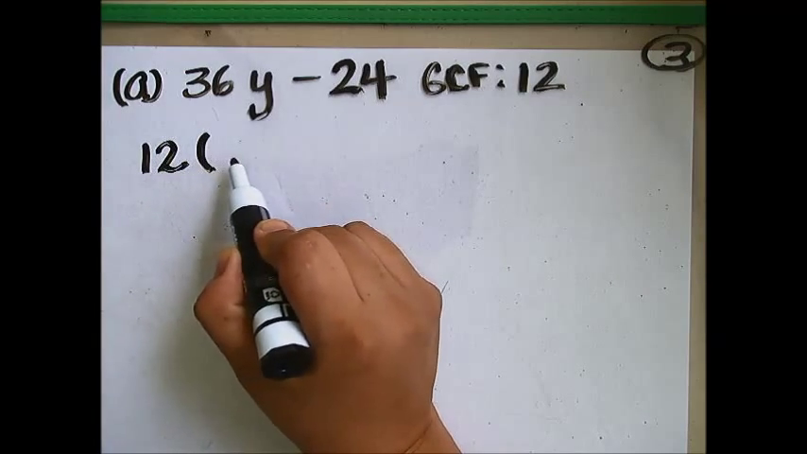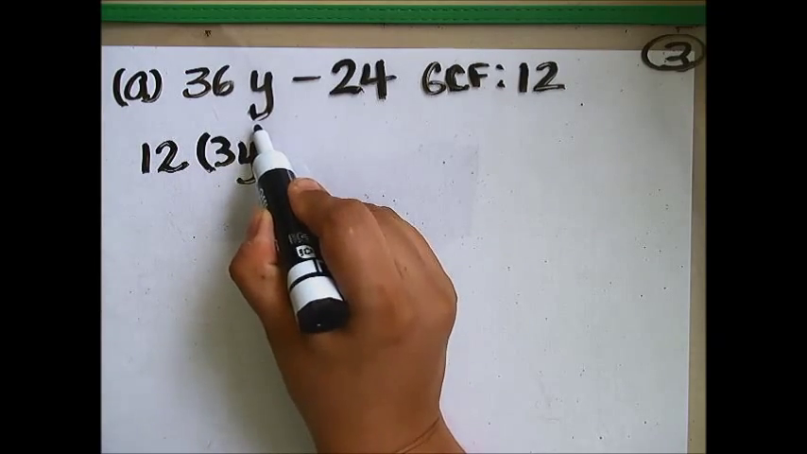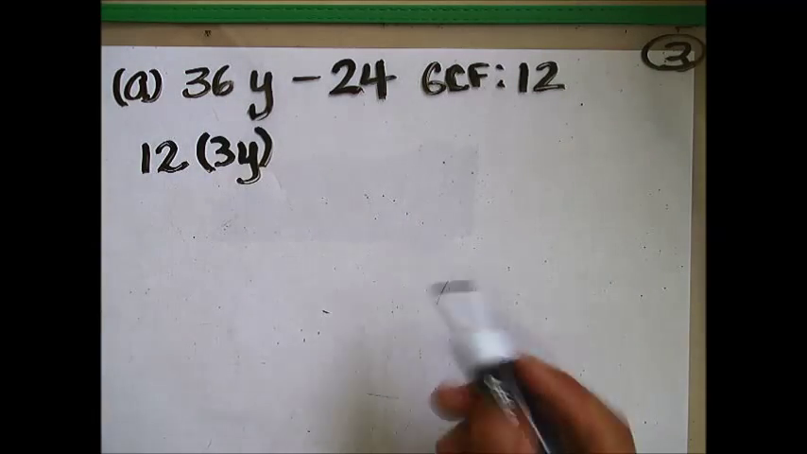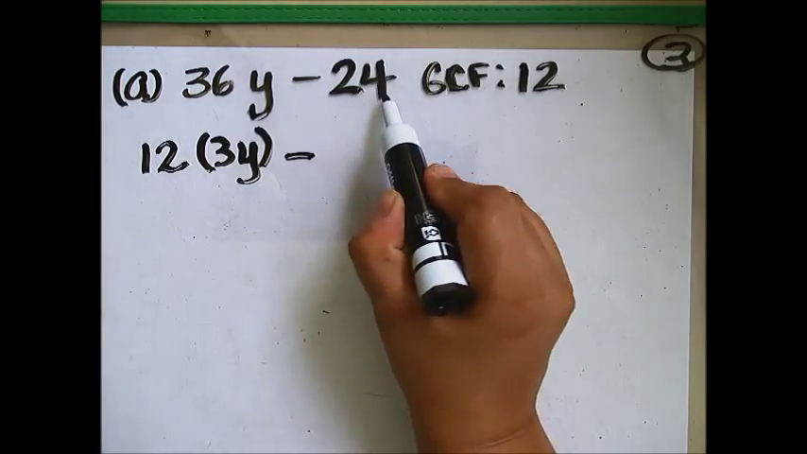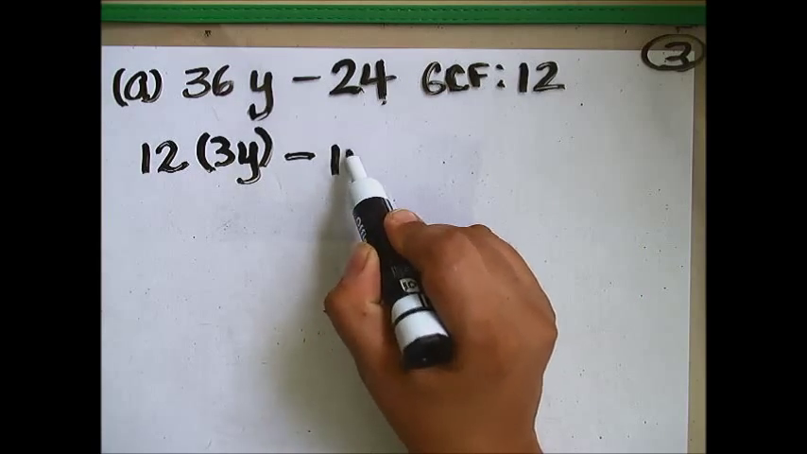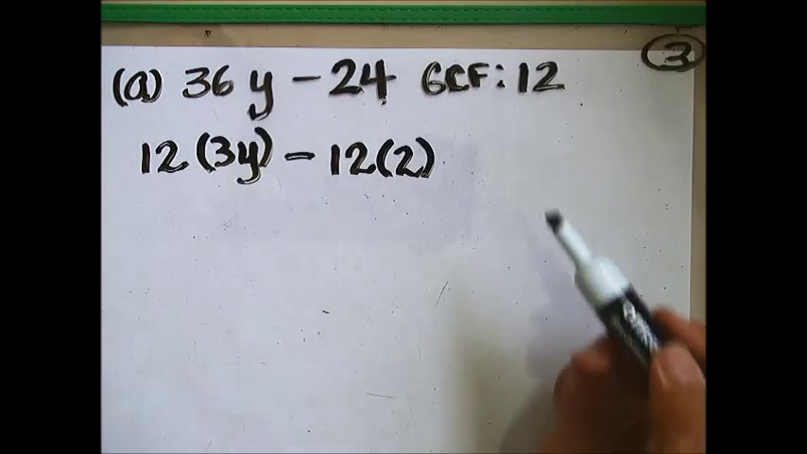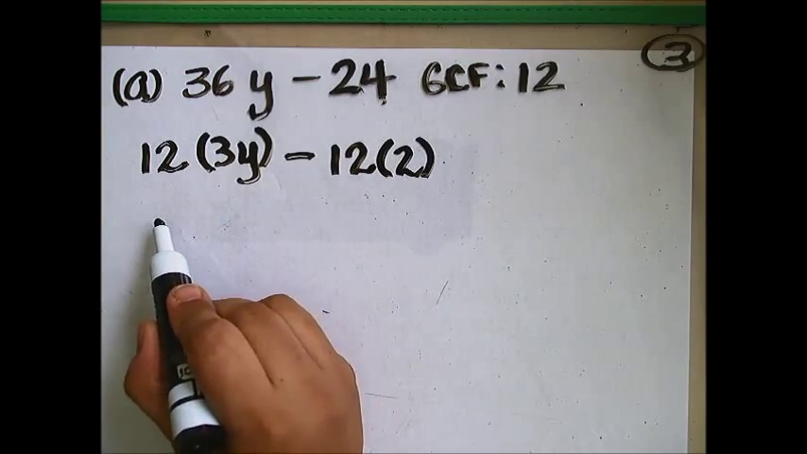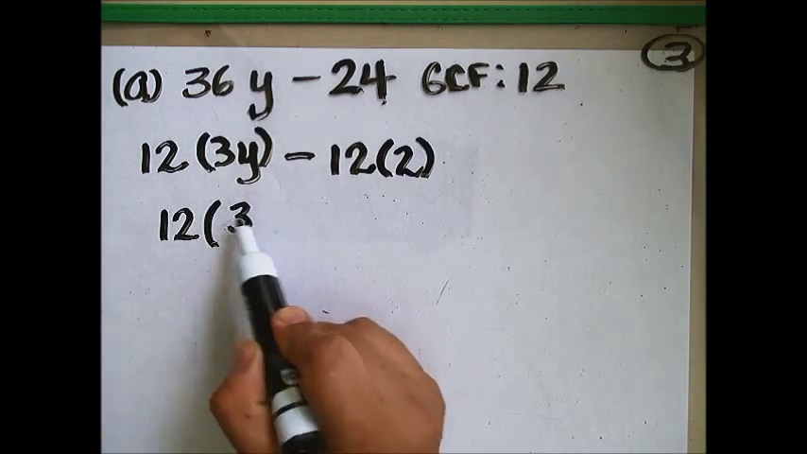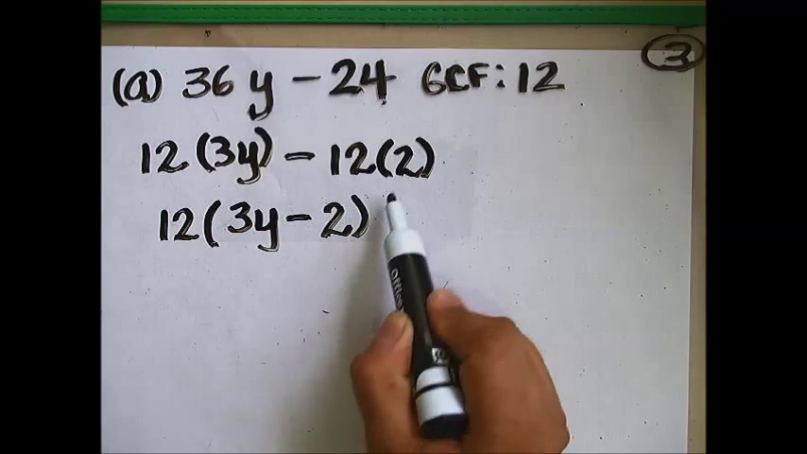So the greatest common factor, 12, times 3 will give me 36. And then y will come down. So 12 times 3y goes back to 36y. Minus, and now I've got to rewrite 24 using the greatest common factor. So we're going to write it as a product of factors. So 12 times 2 gives you 24. Okay? Now I'm going to pull that 12 out. So I have 12 times, and I have 3y that will go inside the parentheses, minus 2.